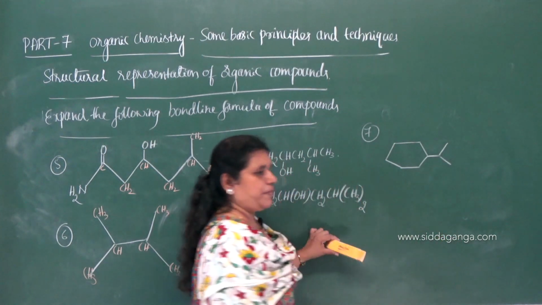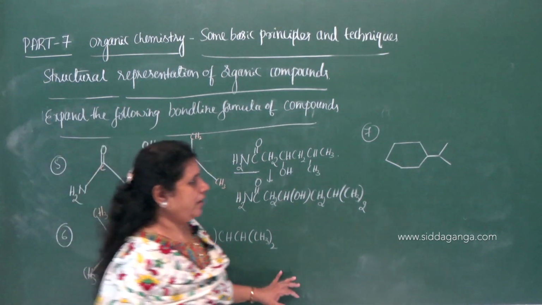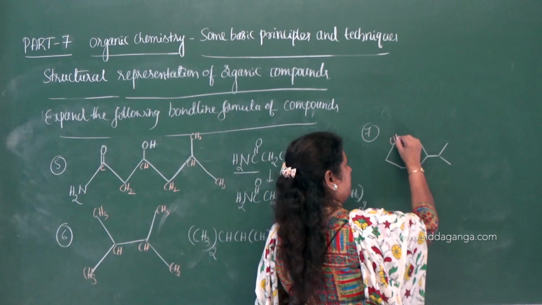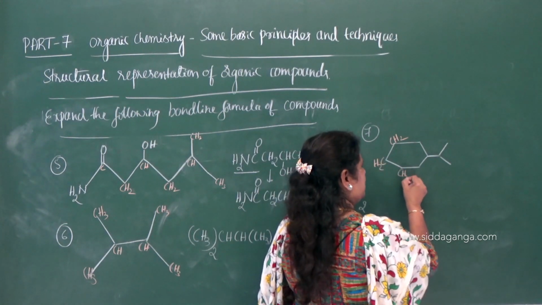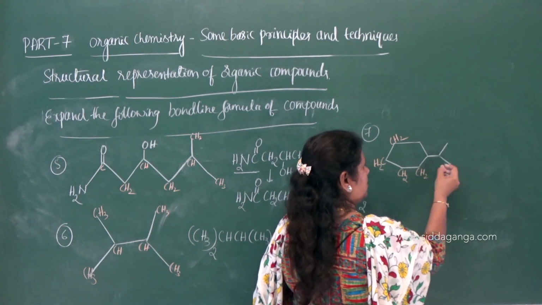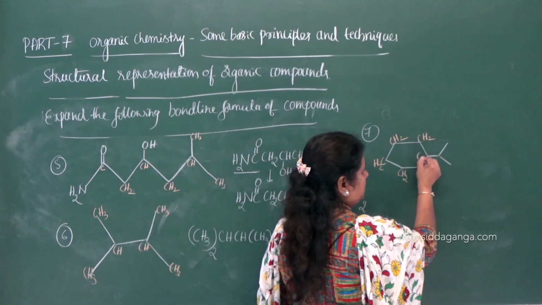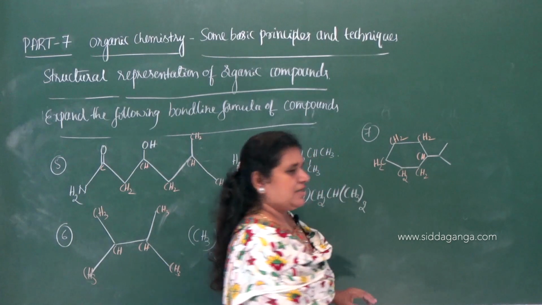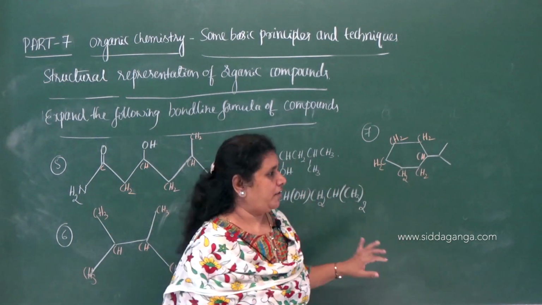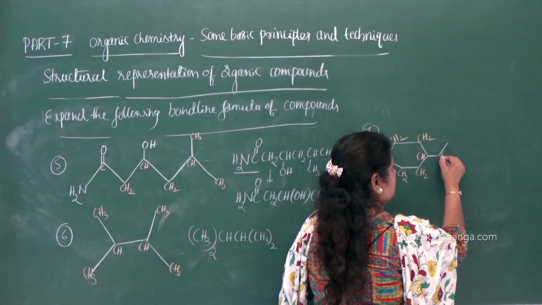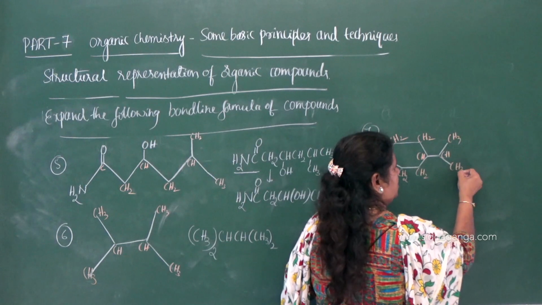Now you can expand this. How to write this? Ring structure is there. CH2 unit, CH2 unit, CH2 unit. This is also CH2. This is also CH2. But here it comes CH because already it is forming 3 bonds: 1, 2, 3 and 1 hydrogen. And what about this? This is also CH and this is CH3 and this is also CH3.